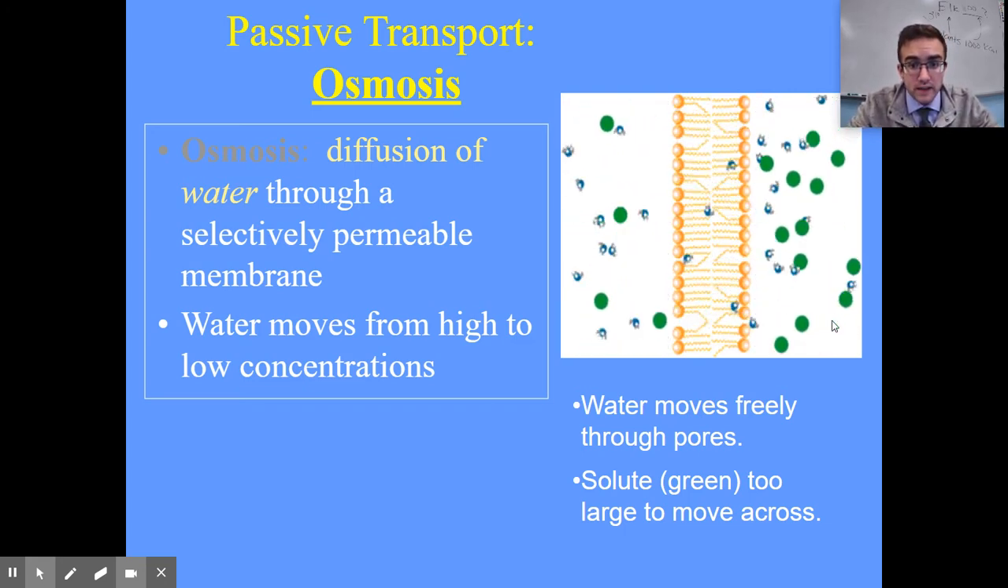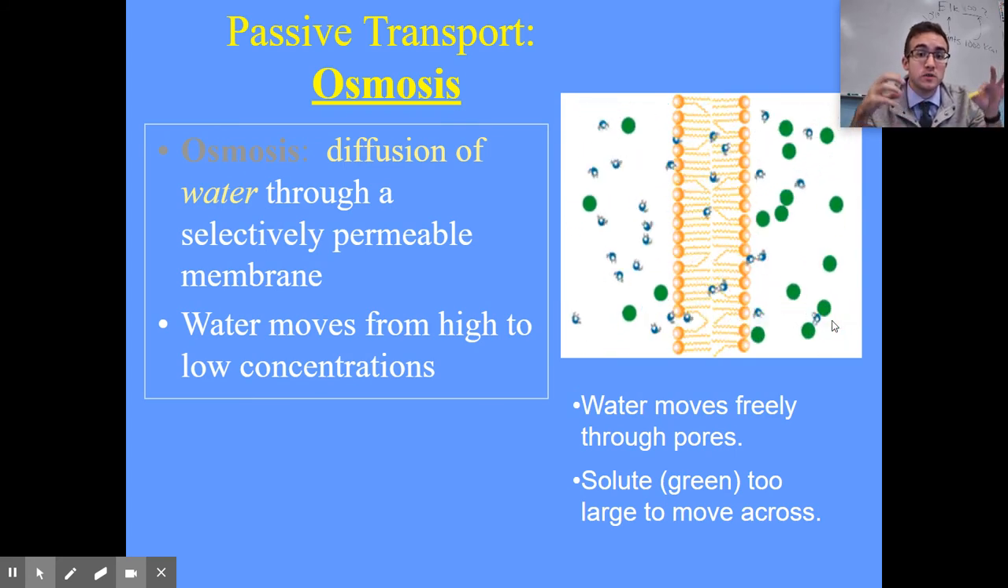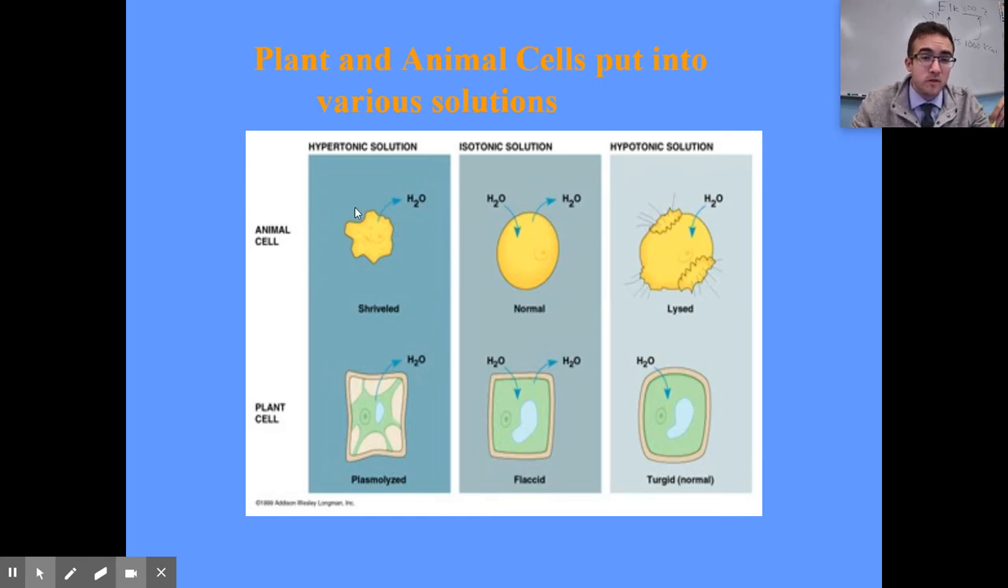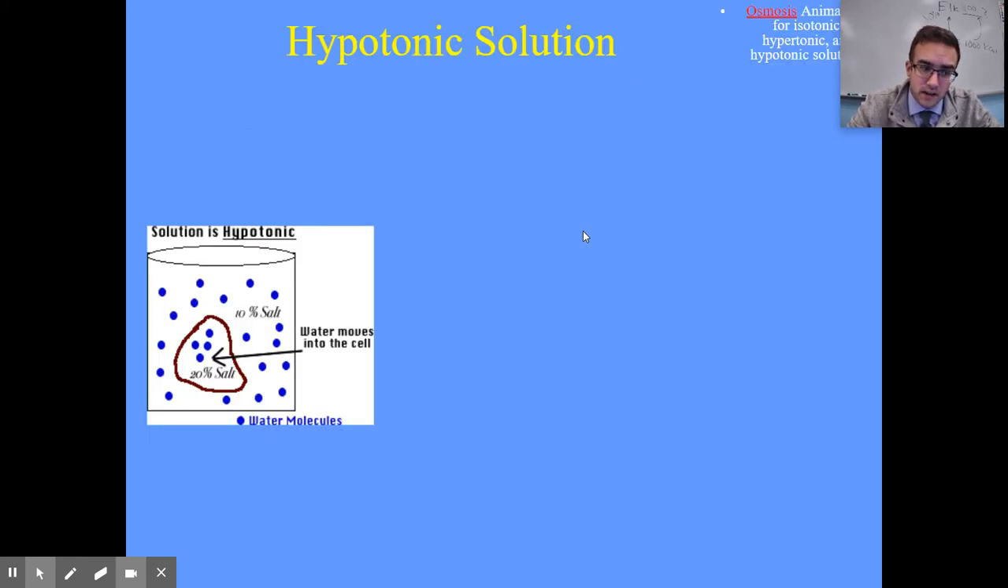Now, there's a couple of different ways that water can move in reference to the cell. Water can move outside the cell. So if we place it in a solution and water rushes outside the cell, we call that hypertonic. If water rushes into the cell, we call that hypotonic. And then if there's an equal movement of water inside and outside the cell, it's isotonic. So let's break down what each of those words means. Hypertonic, hypotonic, isotonic. And we'll start with hypotonic.